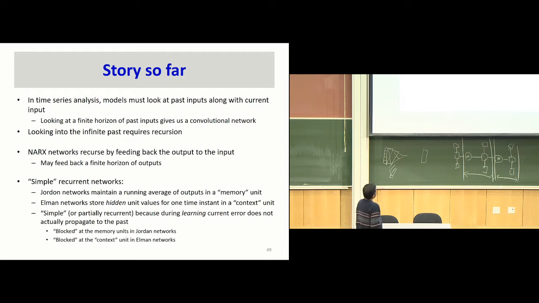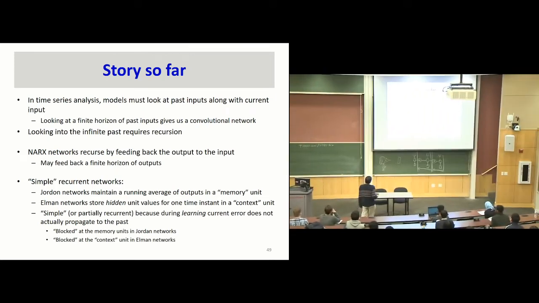So the story so far, in time series analysis, models must look at past inputs along with current input. And if you look at a finite horizon of past inputs, you get a standard time delay neural network, which is one variant of a convolutional neural network. Looking into the infinite past is not feasible using those structures. You need recursion. And so Knox networks recurse by feeding the output back to the input. And you can even feed back a finite horizon of outputs.